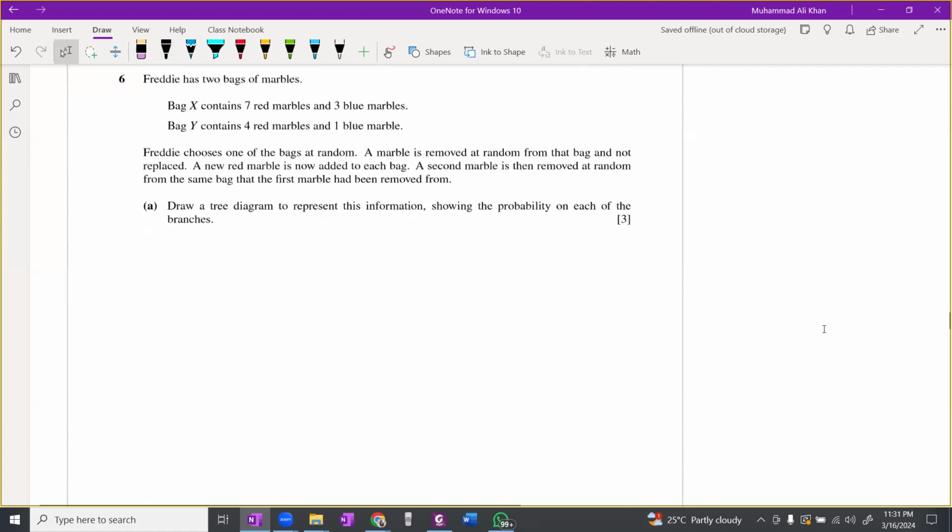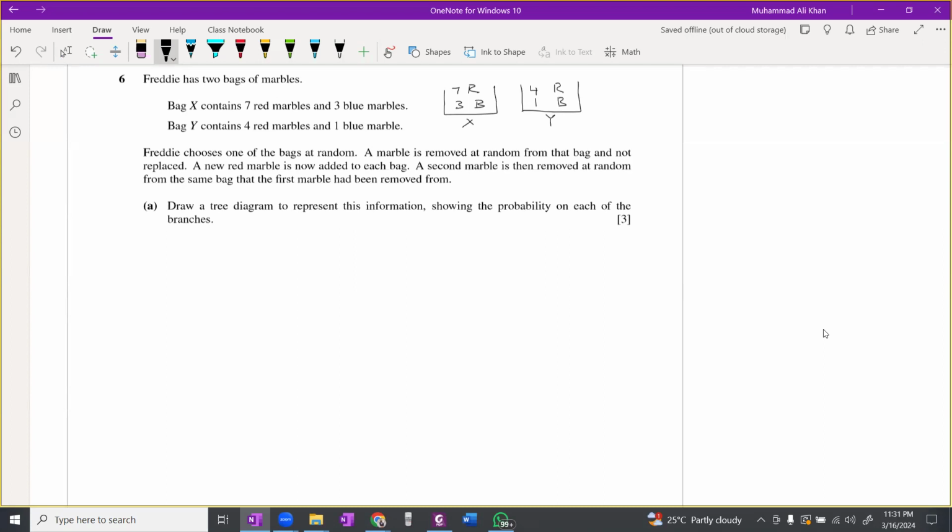Now it is a question of probability. Question number 6. क्या कहा गया? Freddy has 2 bags of marbles. Bag X contains 7 red and 3 blue marbles. Bag Y contains 4 red and 1 blue marble. Freddy chooses one of the bags at random.